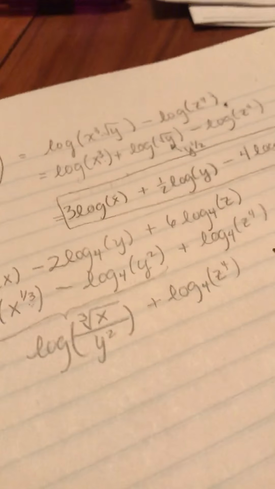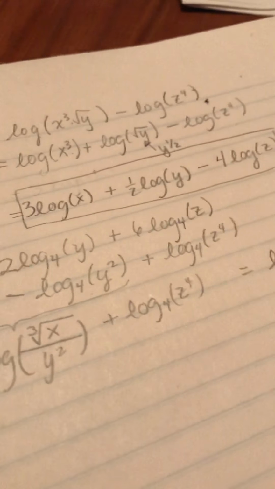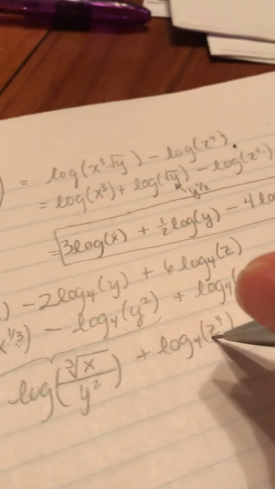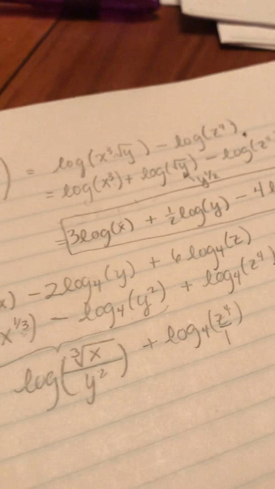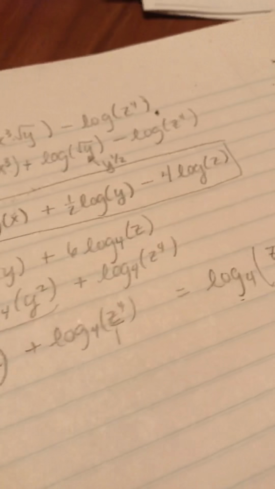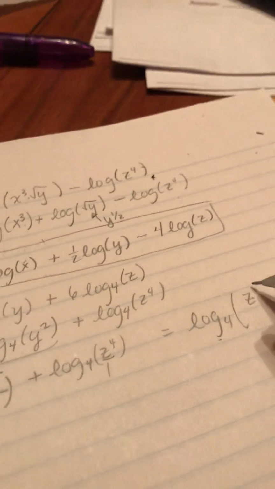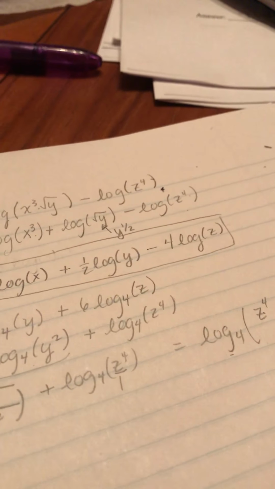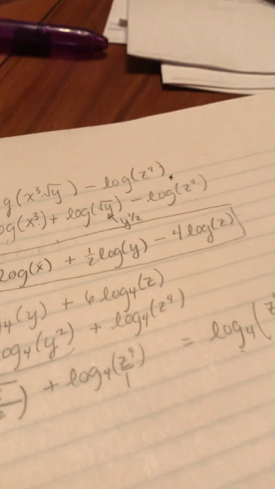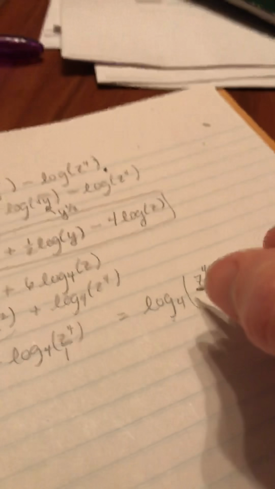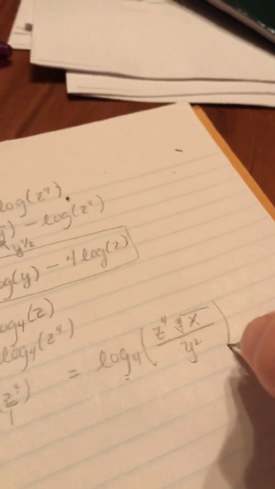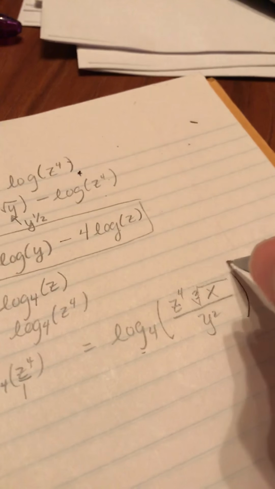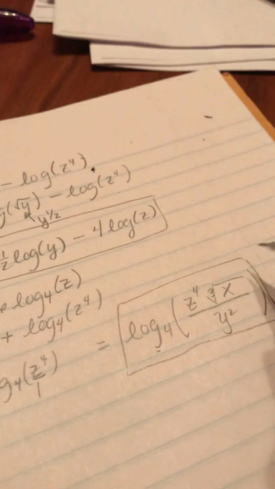we want to then change that to a log of the product. And this is over 1, so that z to the 4th joins the cube root of x in the numerator. I'll go ahead and write that in front of the radical so it doesn't get confused as in the radical. So we've got z to the 4th, cube root of x, all over y squared. And there's the answer for combining that all into a single logarithm.